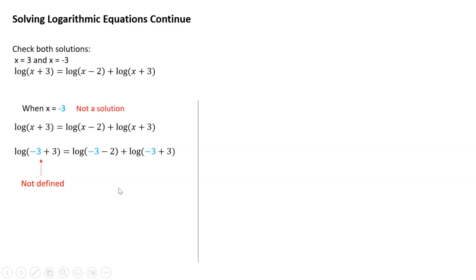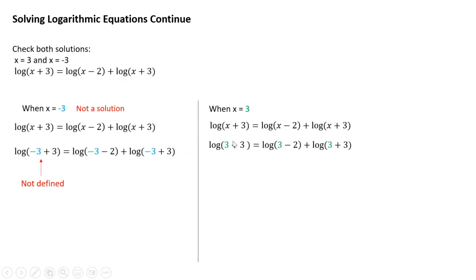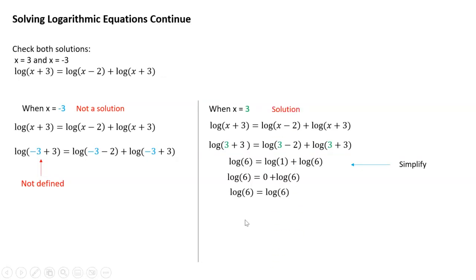Okay. Now let's try the 3. So we plug in 3 for every x. We get log of 6 equals log of 1 plus log of 6. If you simplify this, guys, log of 1 equals 0. So it means that log of 6 equals log of 6. So I know this is my correct answer. So that's my solution.